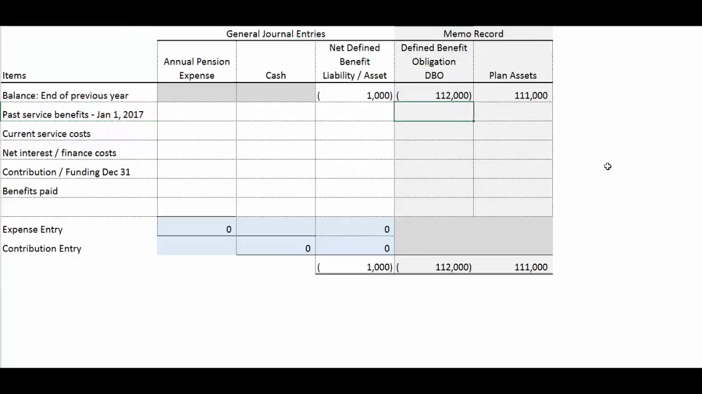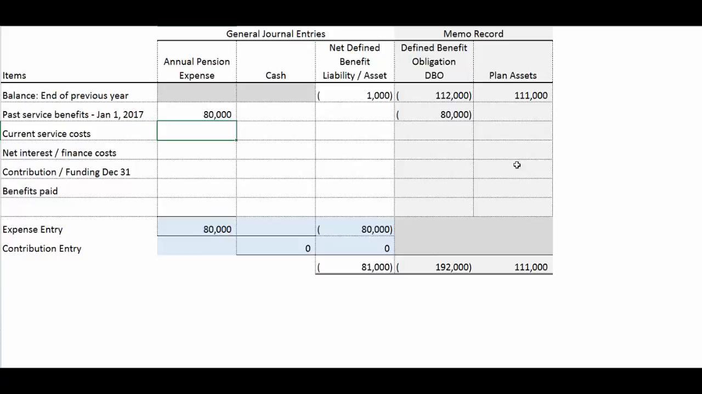So we can see here that this was increased. The defined benefit obligation was increased by $80,000 on January the 1st. That is an expense to the company. So it affects the accounts in the same way that the current service costs do. They represent an expense to the company, and also they increase the defined benefit obligation.